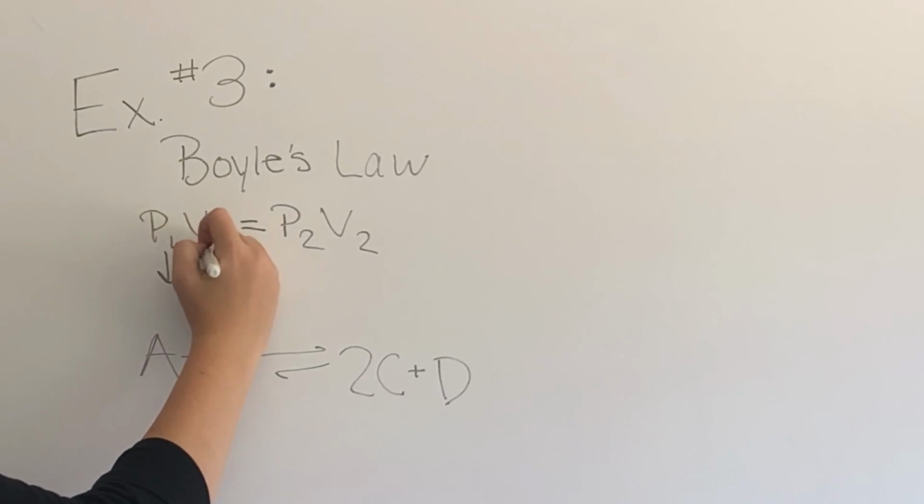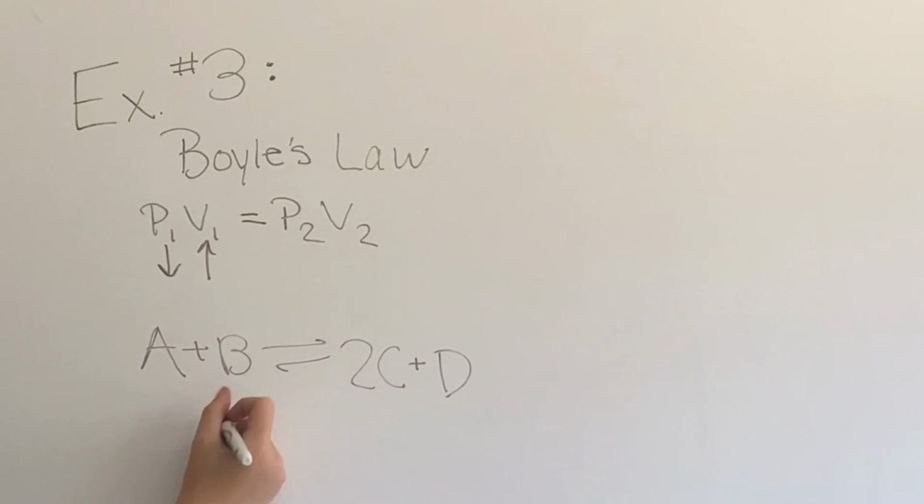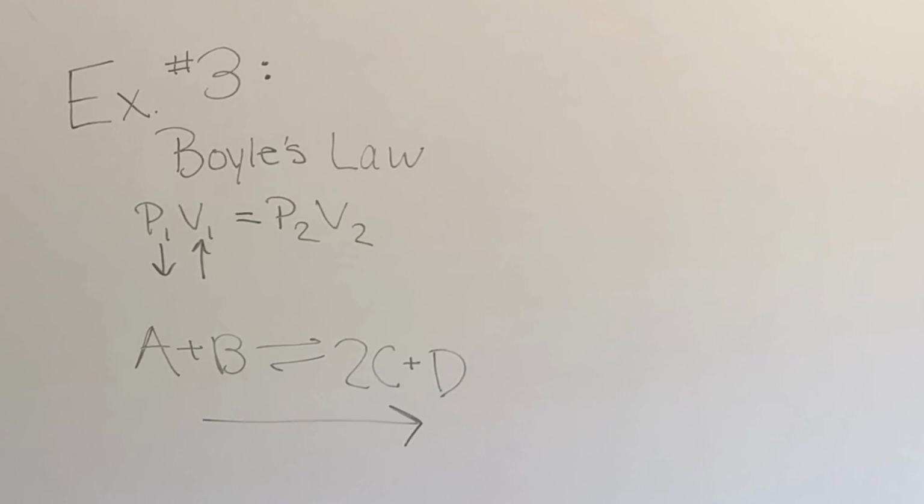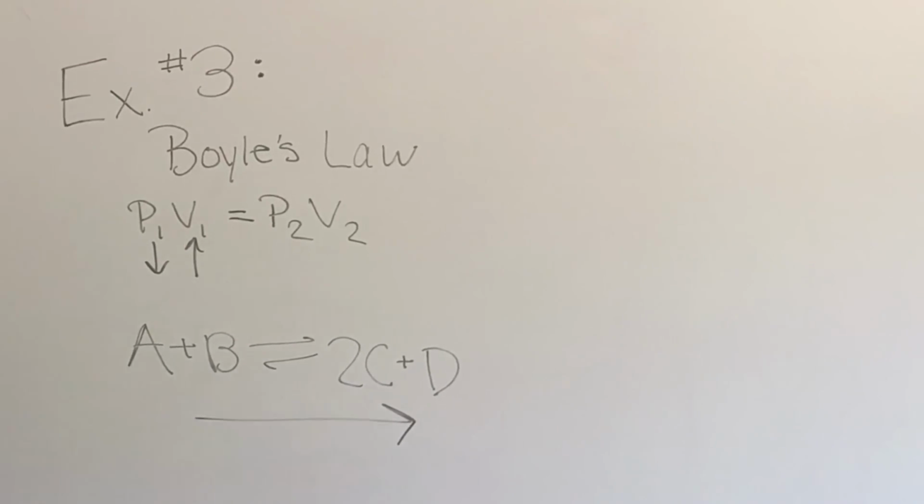The opposite is also true. If the pressure is decreased, the volume will increase. The reaction will therefore shift to whichever side has the most amount of moles to compensate for the added space.